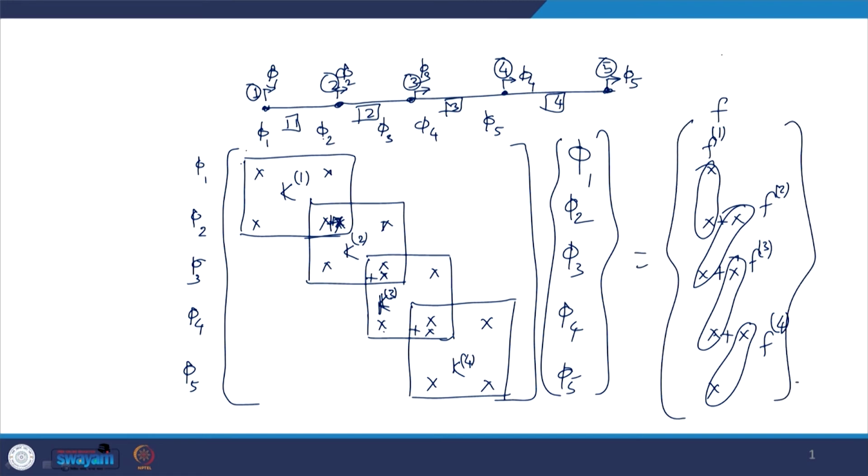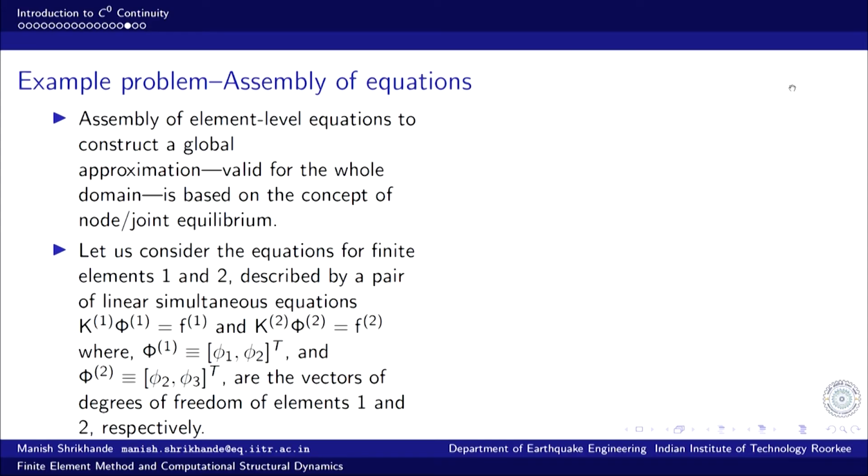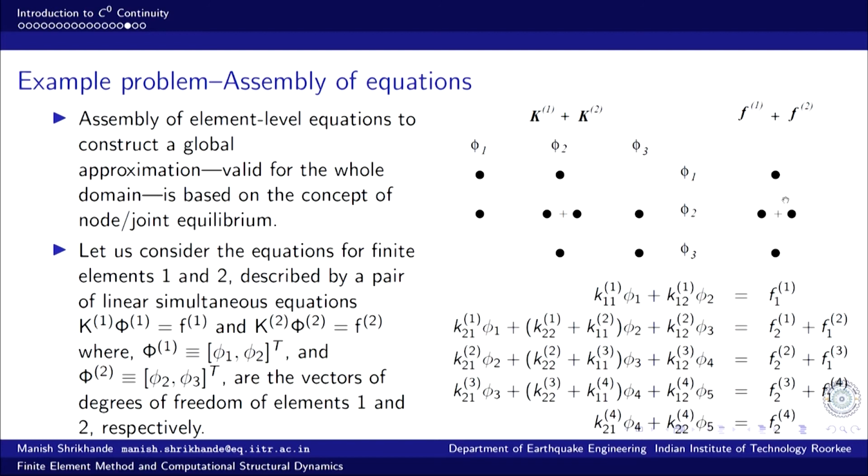So, together this becomes K phi is equal to F. This is the global system of equations. This is what we call the global system of equations, and so that is the process just to fit the graphic into this space. I used only 2 elements, and this is the pictorial representation of what we did.